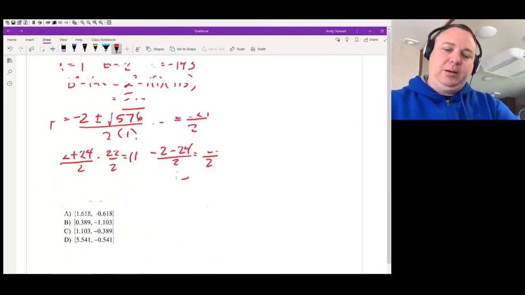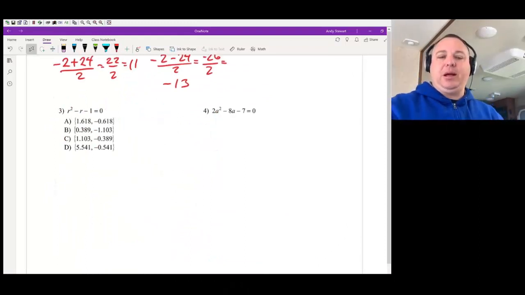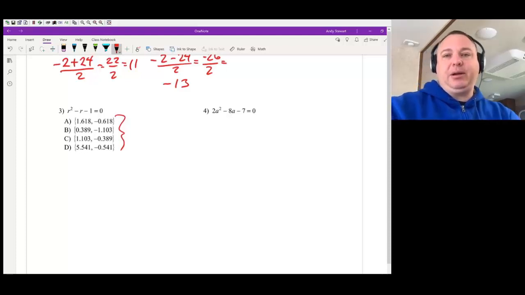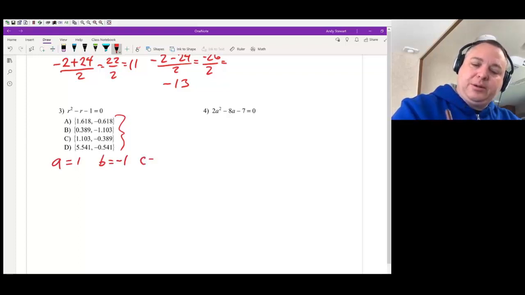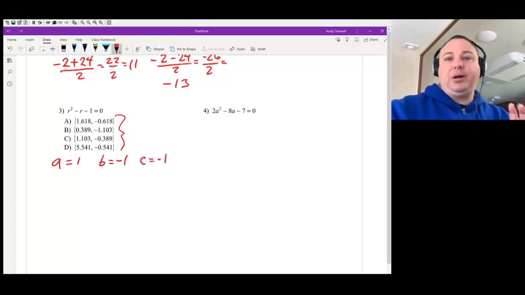Okay, we're back. Now look at the type of answers we're getting. These answers are all decimal, so we're definitely going to need to use a calculator here. Our A value is 1. Our B value is negative 1. Our C value is also negative 1. We're going to do the discriminant.